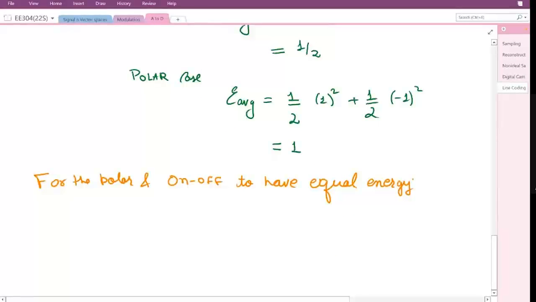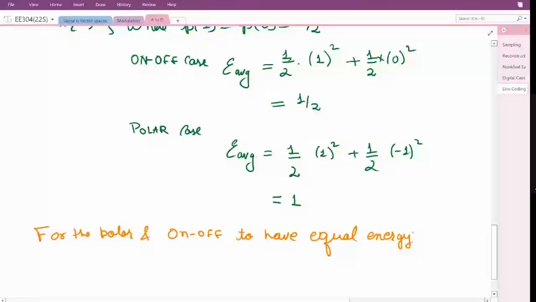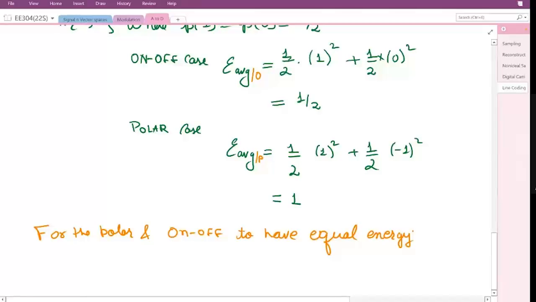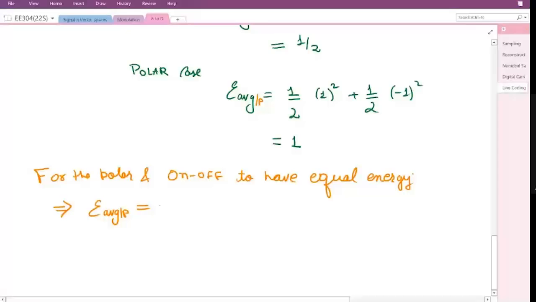The question that we are posing is, if we have equal energy E average for polar and on-off, let us say P for polar, and this is on-off, then for this to be equal, E average polar should be equal to E average on-off. Let us say this is equal to 1.